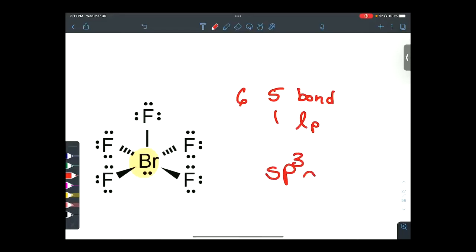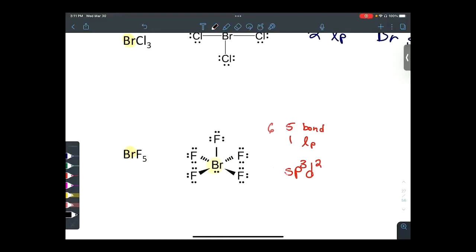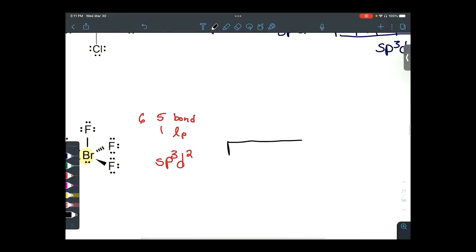sp3d2, yes. All right, so how many hybrid orbitals does that bromine need to make? 6. Do you want to draw the boxes? So how many boxes do I draw? 6. 1, 2, 3, 4, 5, 6.